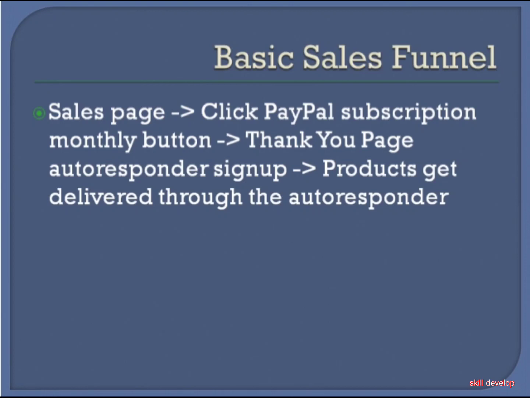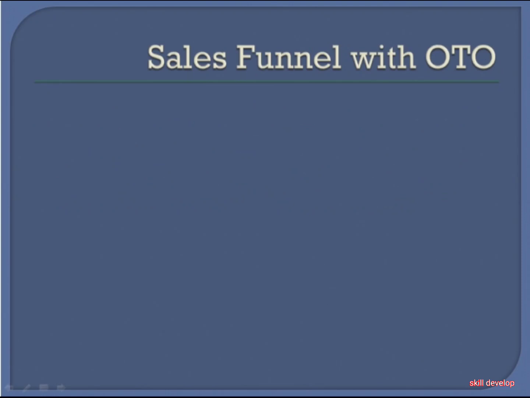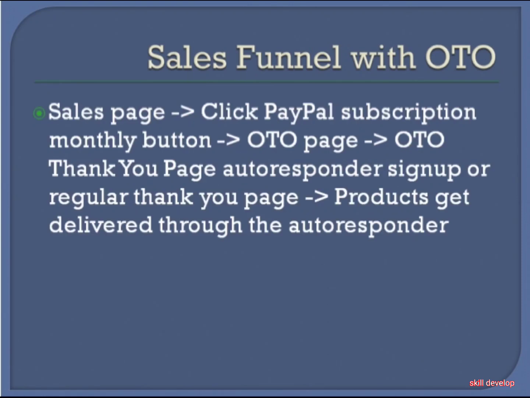Now, if you were to get a little more complicated and add a sales funnel with a one-time offer, then it would look like this. You have a sales page, they click the PayPal button, and then after that, they see a one-time offer that says, hey, hold on, we've got a one-time offer here. If they go purchase it, then they get sent to the one-time offer thank you page with the autoresponder. Or if they say no, then they're going to be sent to the regular thank you page. Then after that, the products get delivered through the autoresponder.